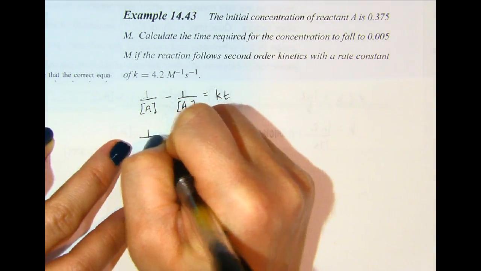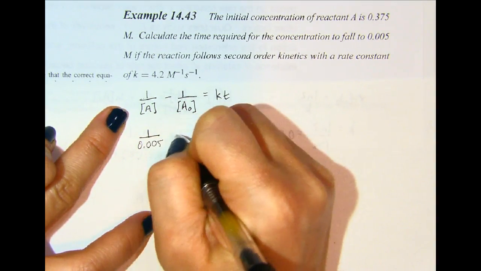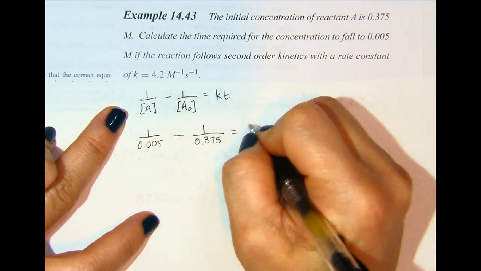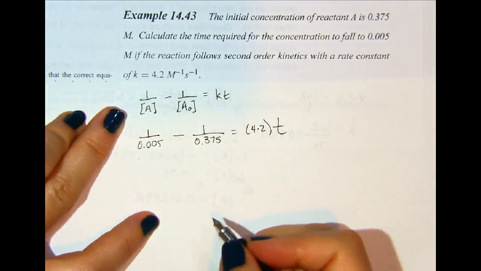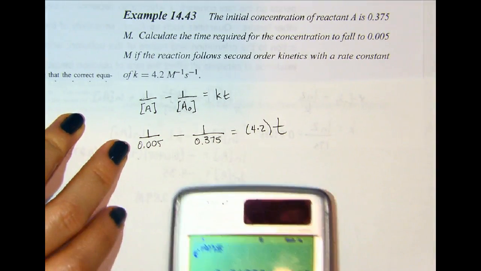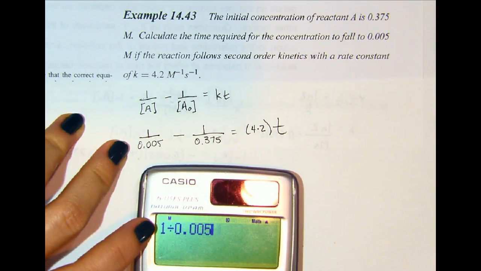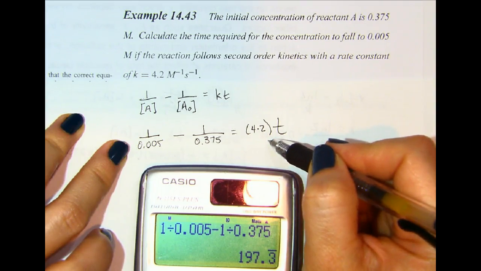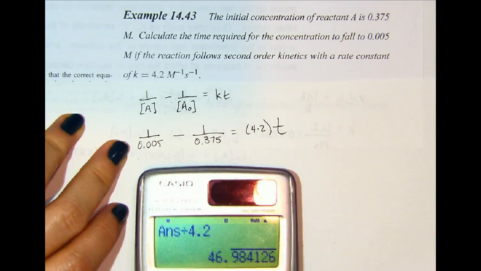So 1 over the final concentration, which is 0.005, minus 1 over the initial concentration, 0.375, is equal to, I know the rate constant is 4.2, and the question is, what is the time? So I'll go ahead and do the math on the left-hand side first, which will be 1 divided by 0.005 minus 1 divided by 0.375. That gives me this value. And then I'll go ahead and divide both sides of the equation by 4.2, which gives me a time of 46.98 seconds.